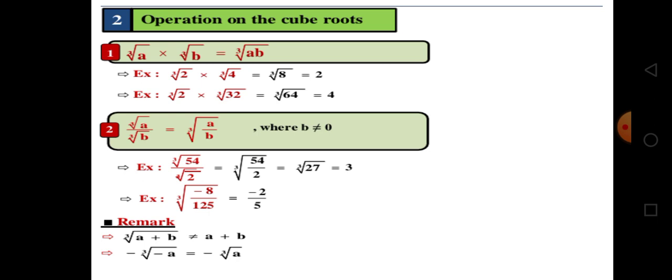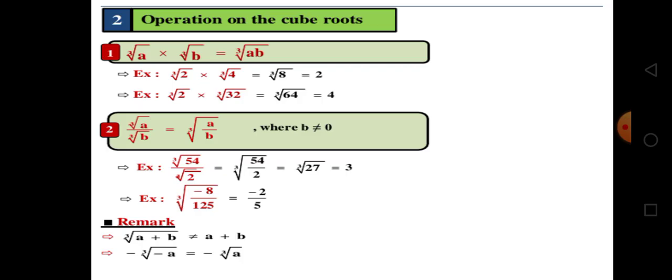Another rule, cube root A over cube root B. You can write as cube root A over B, where B not equal to 0. For example, cube root 54 over cube root 2. Can you find the cube root of 54? Okay, can you find it? Can you find the cube root of 2? No. So we will divide 54 divided by 2. So we will write it cube root 54 over 2 equal what? 27.